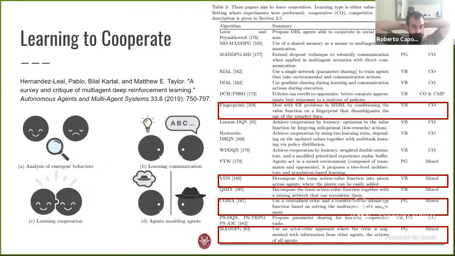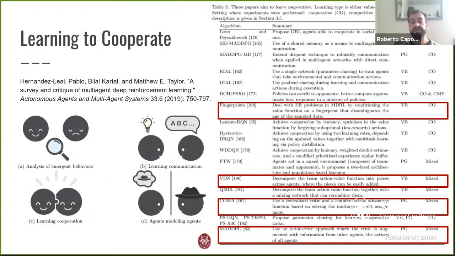Before I move on, are there questions? Is it clear what is basically the taxonomy of the multi-agent reinforcement learning setting? Do you have questions? If so, interrupt me. Okay, apparently not.